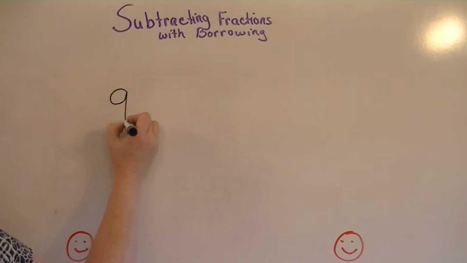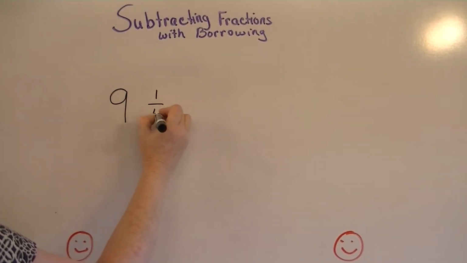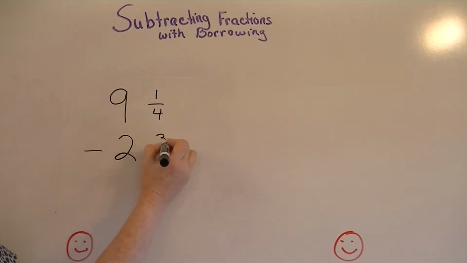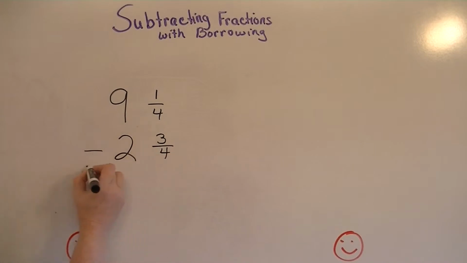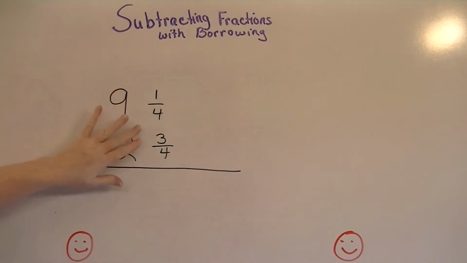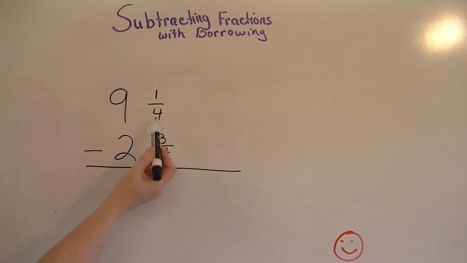Let's say that we have 9 and 1/4 minus 2 and 3/4. We're going to focus in on the fractions. We have 1 on top and we can't take 3 away. This fraction's smaller than this one. The bigger one's on bottom, so we can't do that.